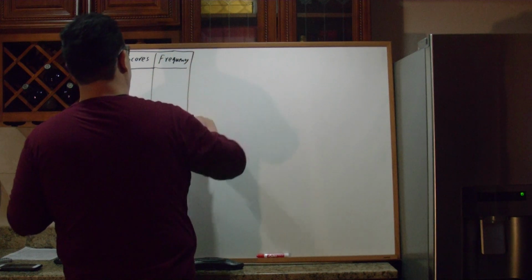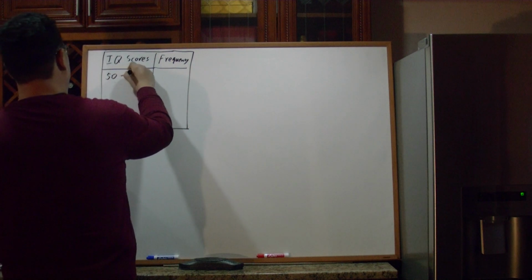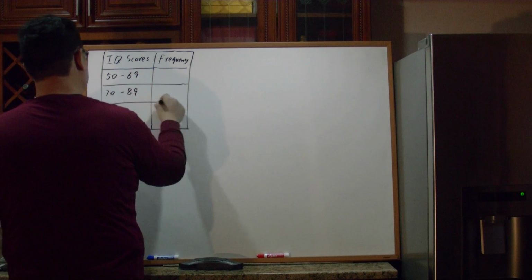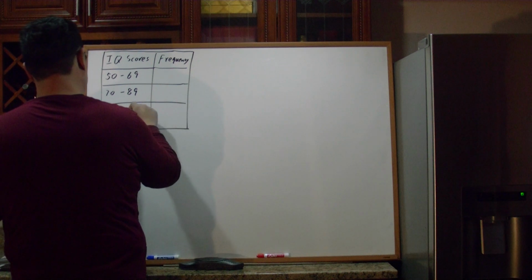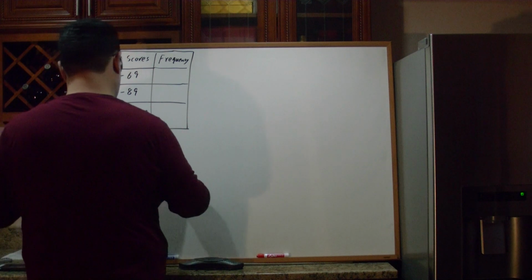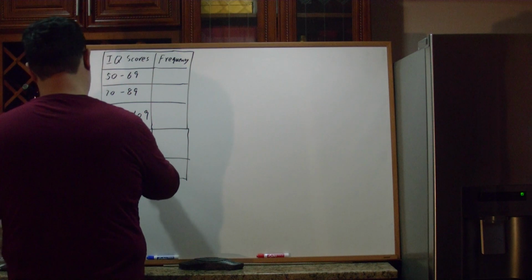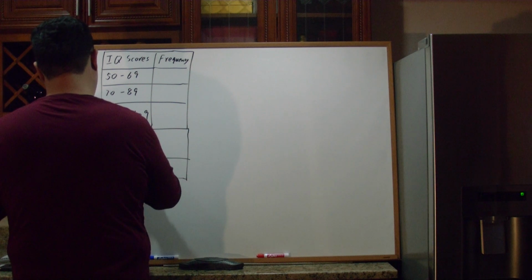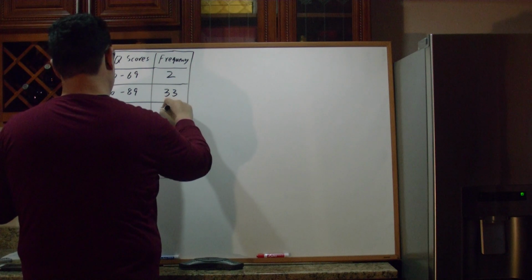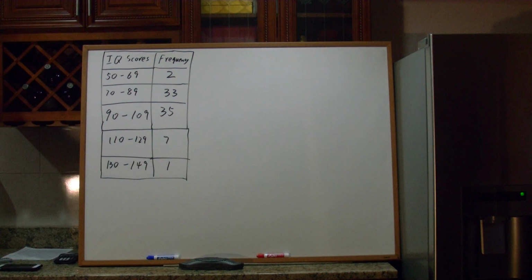The frequency is pretty much just telling us how many people fall in those groups, for instance, 50 to 69, 70 to 89, 90 to 109, 110 to 129, and 130 to 149. That is the given table for the IQ scores and frequency.